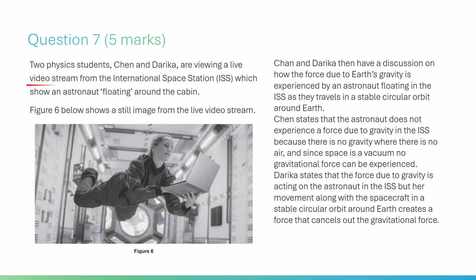Two physics students, Chen and Darika, are viewing a live video stream from the International Space Station, ISS, which shows an astronaut floating around the cabin. Chen and Darika then have a discussion on how the force due to Earth's gravity is experienced by an astronaut floating in the ISS as they travel in a stable circular orbit around Earth.